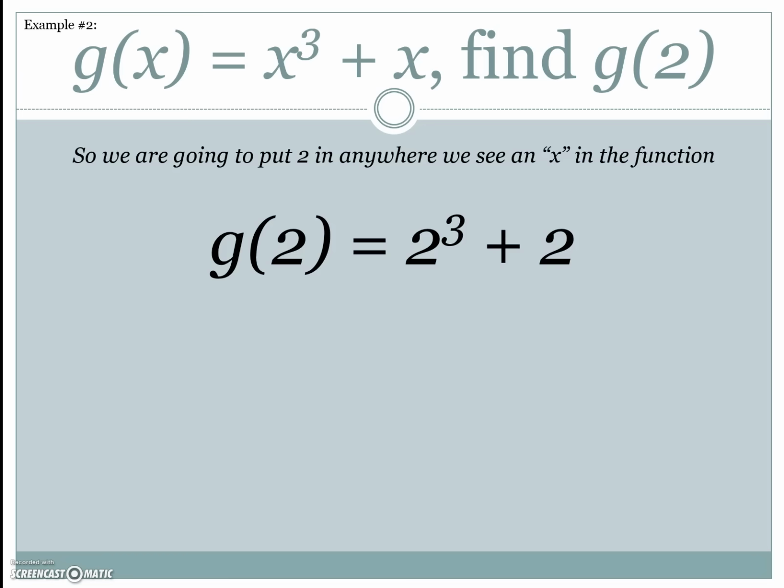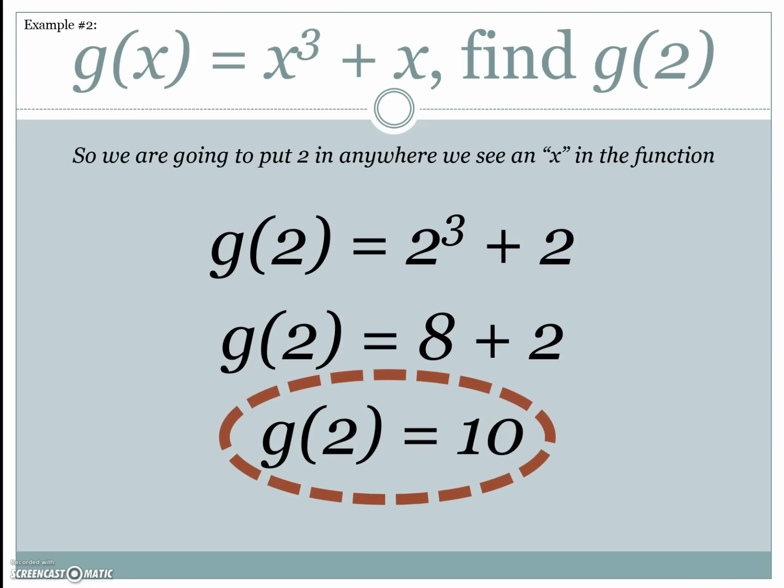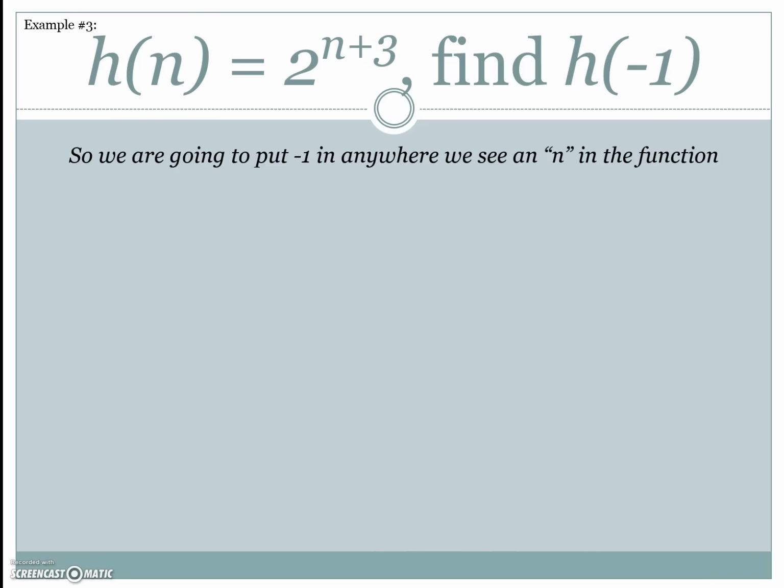So now once again, we're going to do order of operations. 2 to the third power is 8, and then we're going to combine 8 plus 2 to get 10. So g of 2 is equal to 10. Now, not only can we do this with just regular x's and so on, we can do it with other values. And here, pay attention to where the variable is. So we have h of n is equal to 2, and n plus 3 is now an exponent. So anywhere we see an n in this problem, we're going to put a negative 1 into that.